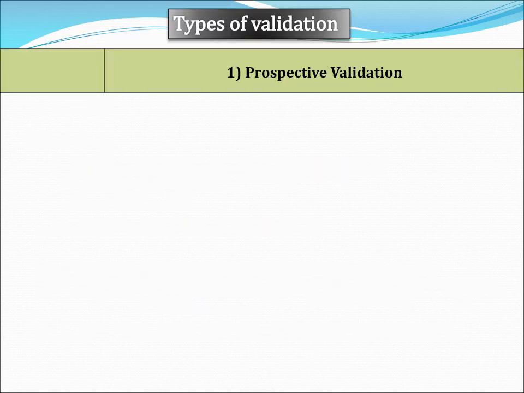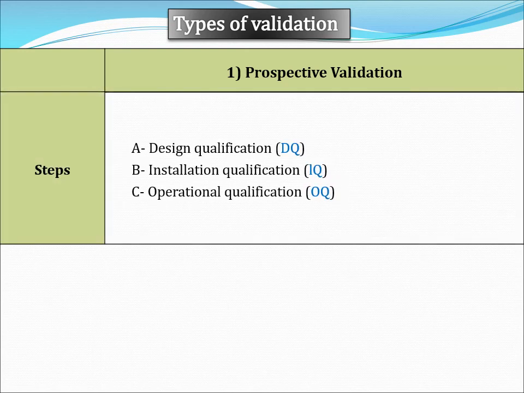Here we have another important title, which is types of validation. We have mainly 3 types of validation: prospective validation, retrospective validation, and revalidation. First one is prospective validation. The word prospective means something which happened in advance, before the production.